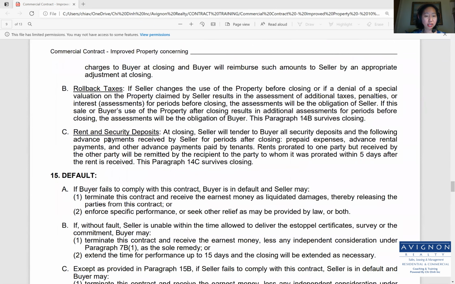And then there's rent and security deposit. At closing, seller will tender to buyer all security deposits and the following advance payments received by seller for periods after closing, like prepaid expenses, advance rental payments, and other advance payments paid by tenants.